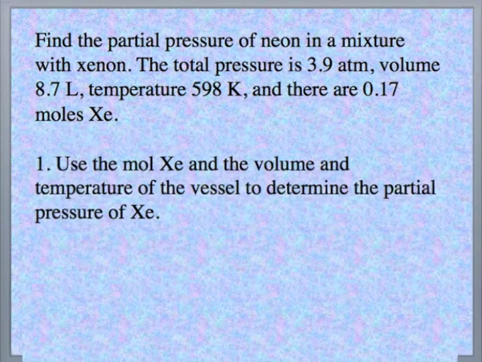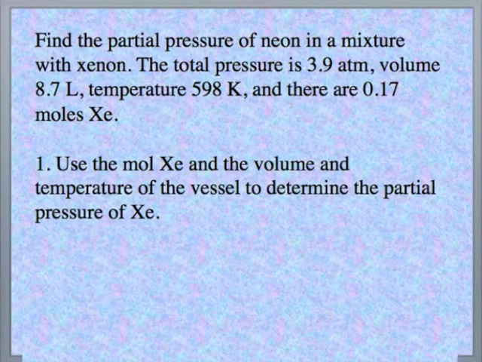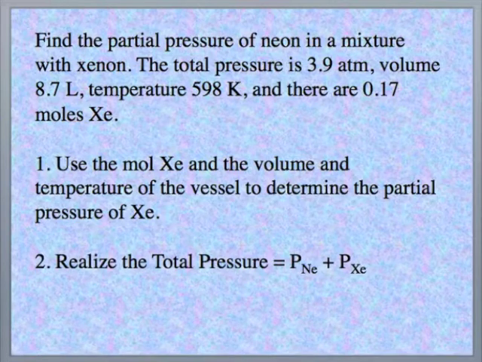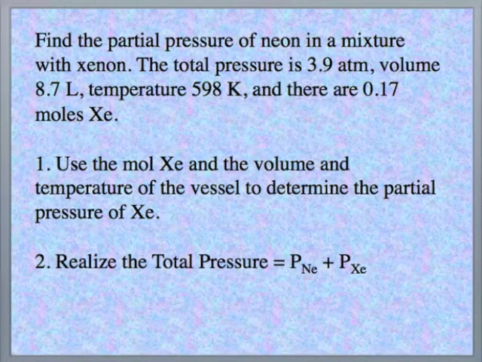So first, use the moles of xenon, 0.17 moles of xenon, and the volume and temperature of the vessel to determine the partial pressure of the xenon. In other words, PV = nRT. And the second thing is that the total pressure is equal to the sum of the partial pressures of the neon and the xenon. So once you know the partial pressure of the xenon and you know the total pressure, it should be pretty simple to just calculate the partial pressure of the neon by subtraction.